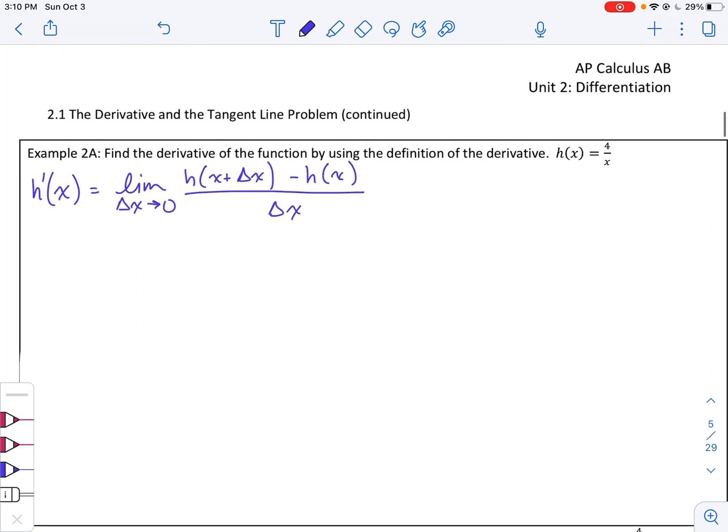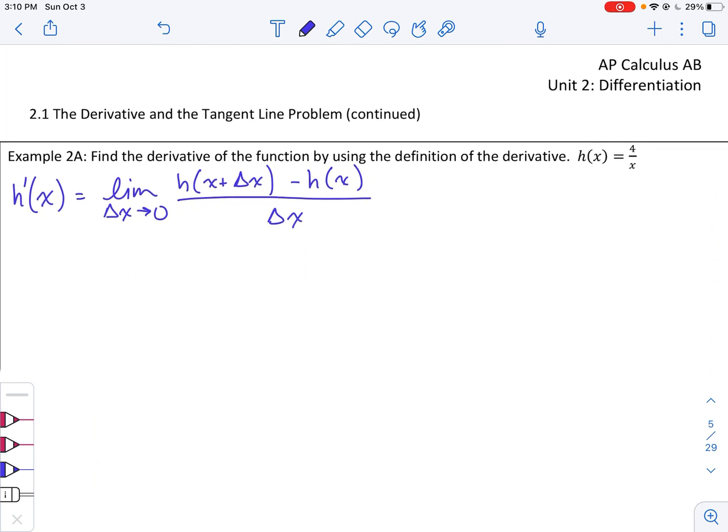All right, so again, we're finding the derivative of the function using the definition of the derivative. So we're finding the limit as delta x approaches 0 of the difference quotient. So again, go ahead, set this up on your own, and then pause, and then come back to make sure that your setup is correct, and then you can go ahead and continue to evaluate.